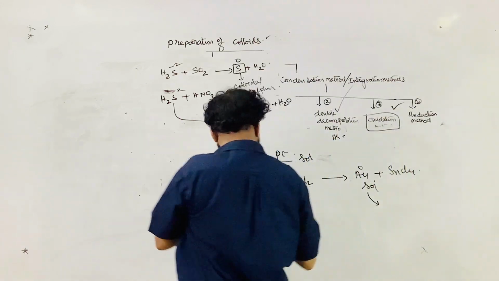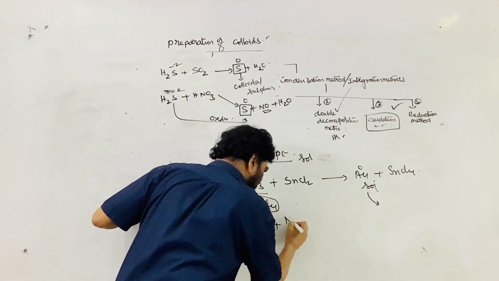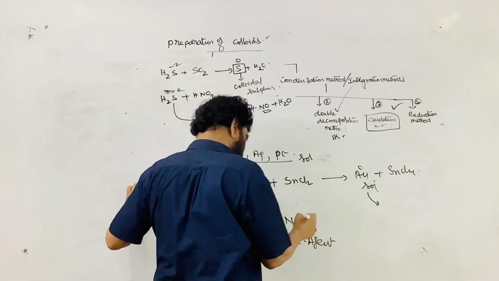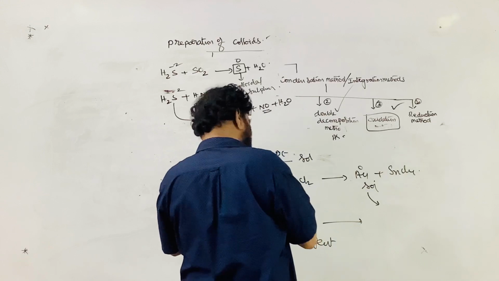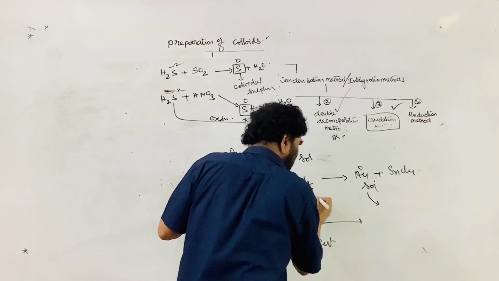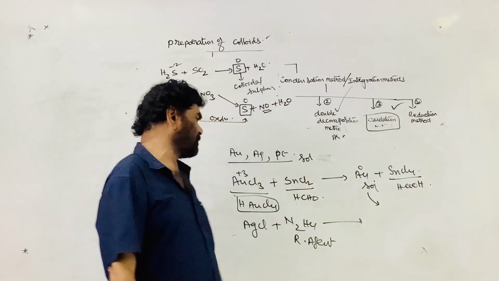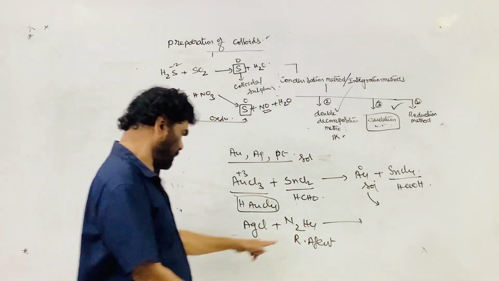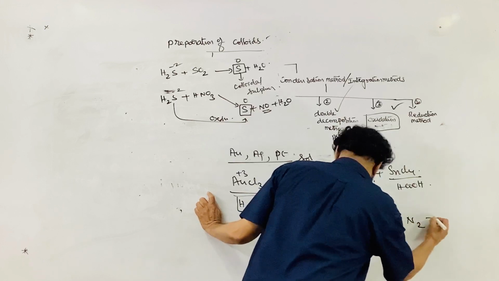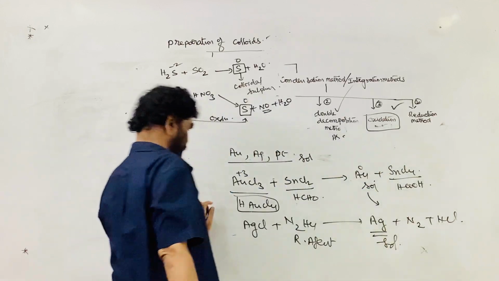Similarly, if you take AgCl and treat it with the hydrazine reducing agent, hydrazine is reducing this. Or instead of SnCl2 you can take formaldehyde also. If you take formaldehyde, formic acid is formed: aldehyde is oxidized to carboxylic acid, formic acid. With hydrazine, silver is formed, N2 plus HCl is formed. This is good. Silver sol is formed.